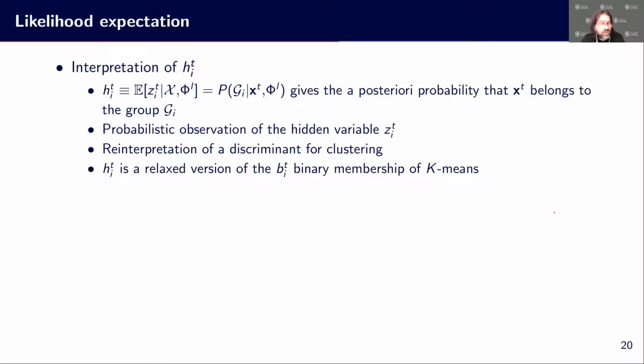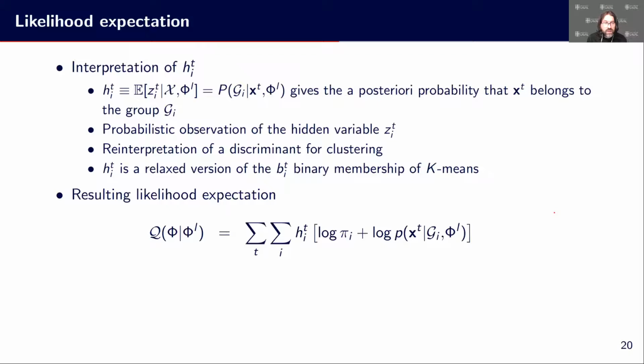From another point of view, we can see that h_i^t is a relaxed version of b_i^t, the binary membership of the K-means. So we are going from something binary, it's either from that cluster or not, to h_i^t, which can assign this more smoothly, having samples that are in between 50-50, for example, between two clusters.